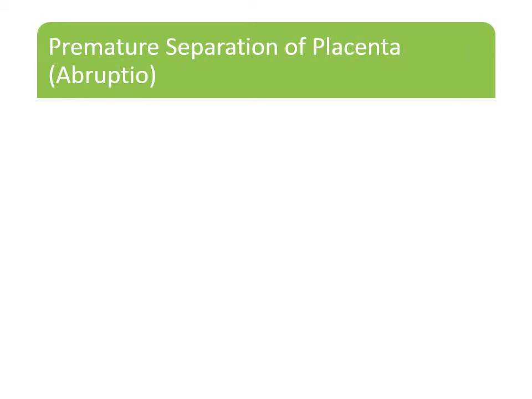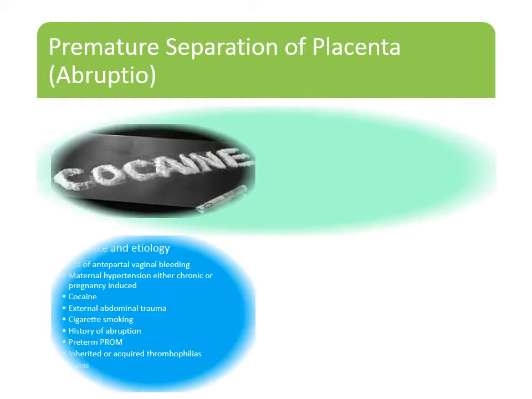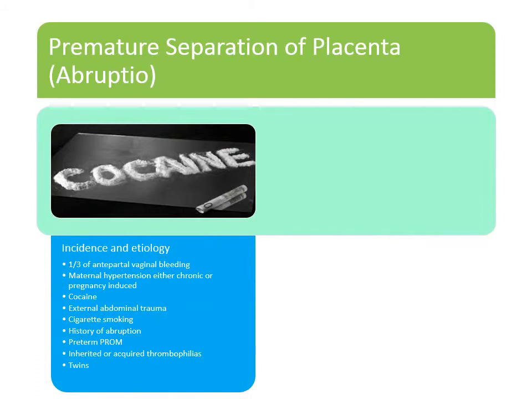Next, we'll talk about late pregnancy bleeding. First is abruptio placenta. Abruptio placenta is detachment of part or all of a normally implanted placenta from the uterus after 20 weeks gestation. Abruptio is the cause of 1/3 of the cases of antepartum vaginal bleeding.